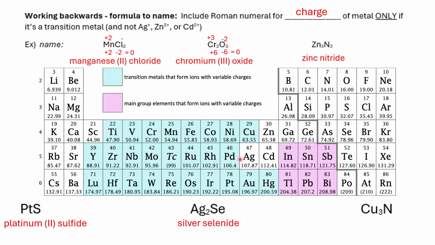And then finally, Cu3N. Well, nitride is -3, and so if it's -3 and there are 3 coppers, each of those coppers must be +1. So hopefully you had an idea what to do on those 3.